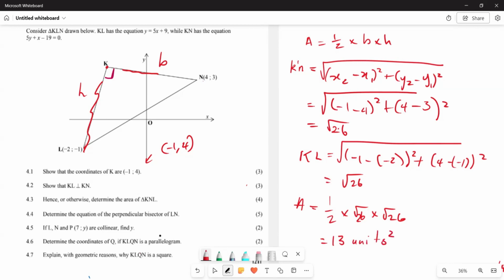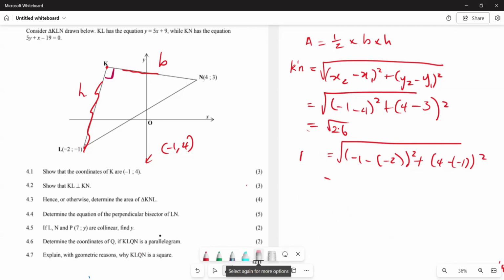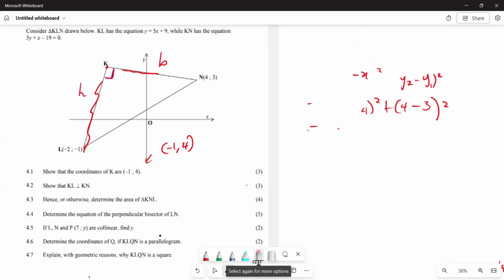So basically, that's what you are going to do for this particular question, 4.3. Remember, you just use your area formula for your triangle, which is half base multiplied by height, then you calculate the length of your base and height, and then you substitute into the formula. Again, it is that simple. Now let's look at the following question. Let's just make up our space here and see what else we have.